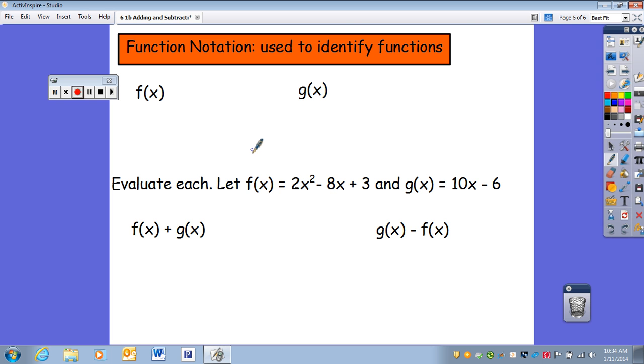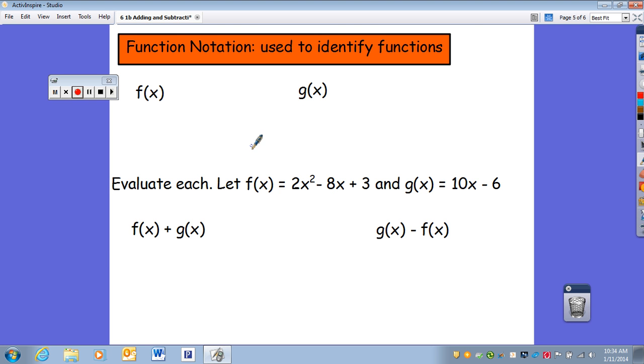Remember that we will also be using function notation with polynomials, and we've talked about that earlier in the year. Function notation is simply used to identify functions, and it means the same thing as y. So, if I have my function f of x, which is 2x squared minus 8x plus 3, and my function g of x is 10x minus 6, I want to add the two together.